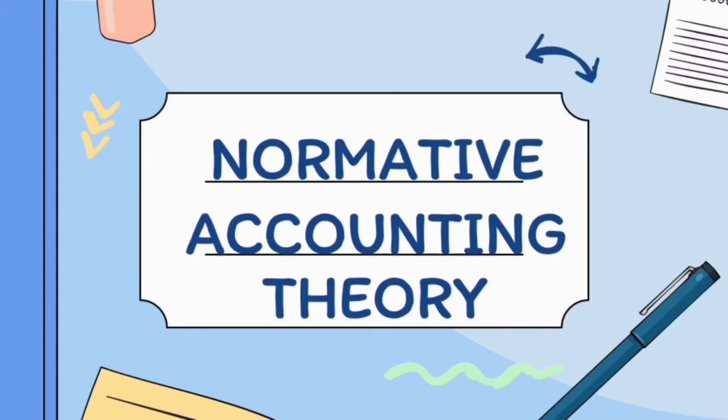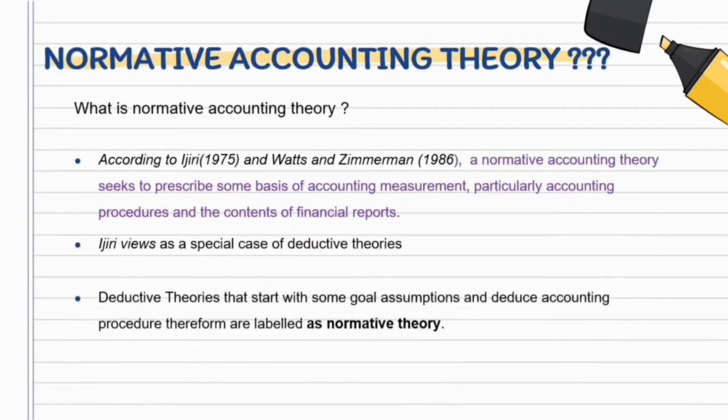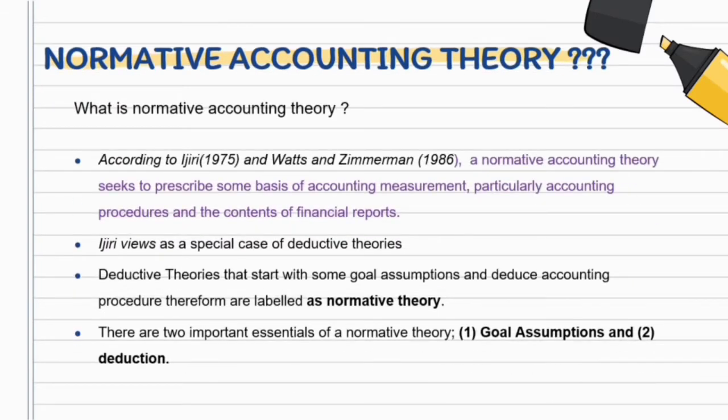Next, normative accounting theory. What is normative accounting theory? According to Ijiri, Watts and Zimmerman, a normative accounting theory seeks to prescribe some basis of accounting measurement, particular accounting procedures, and the content of financial reports. Ijiri views it as a special case of deductive theory. Deductive theory starts with some goal and assumptions and deduces accounting procedures, and therefore is labeled as normative theory.